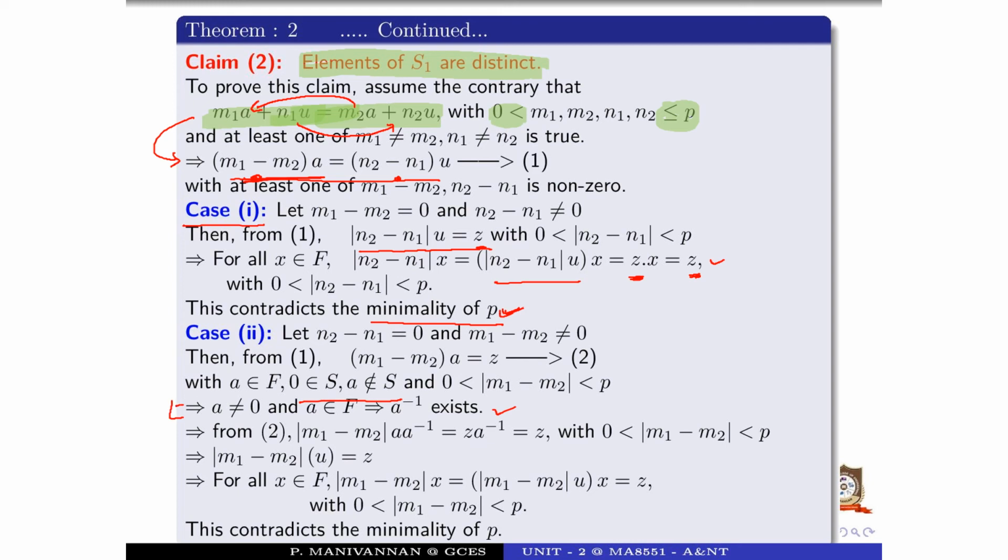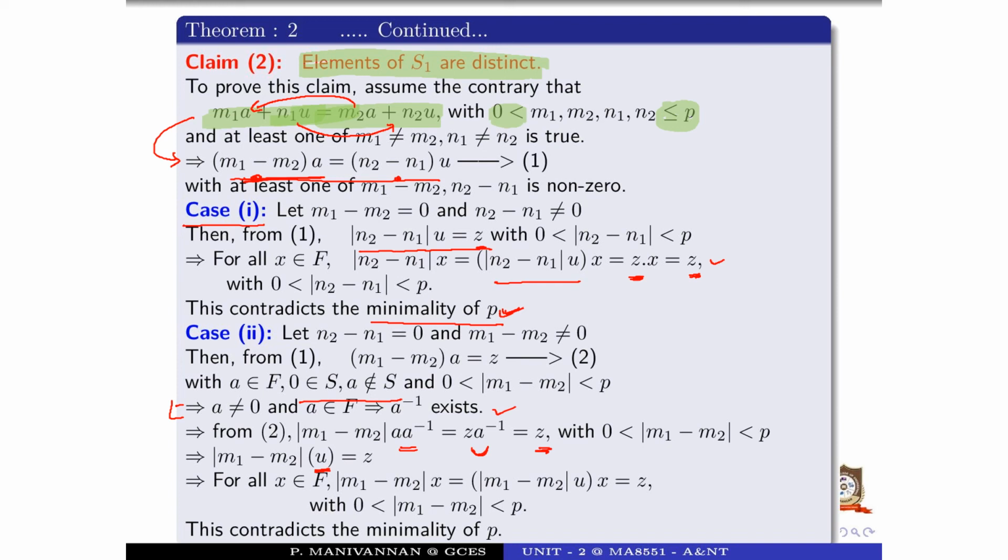From 2, post multiply by A inverse. So M1 minus M2 into A inverse equals Z into A inverse. Z is 0, and 0 into any value will be 0. Therefore, A into A inverse equals U, the identity element. Therefore, M1 minus M2 into U equals 0.